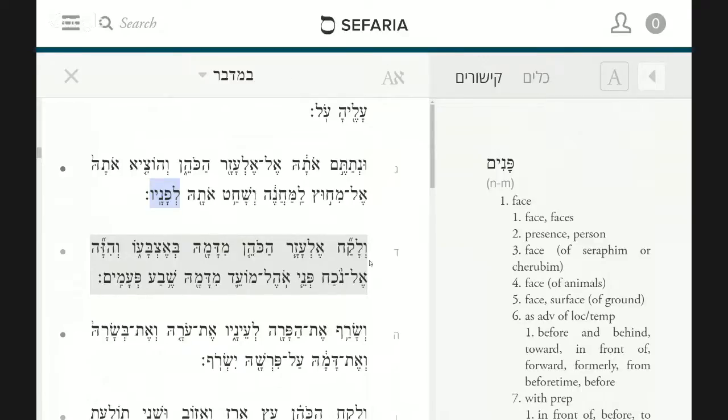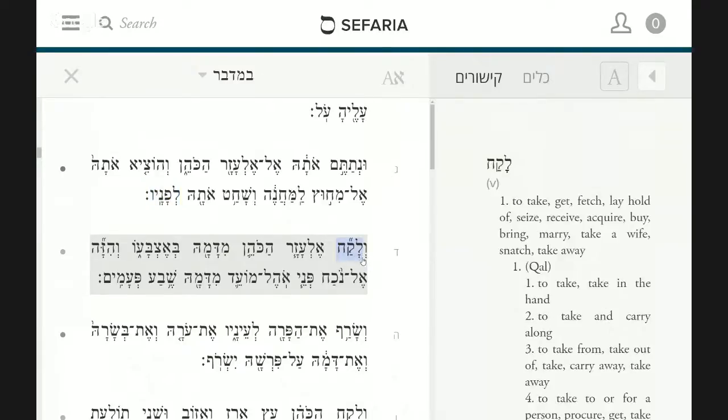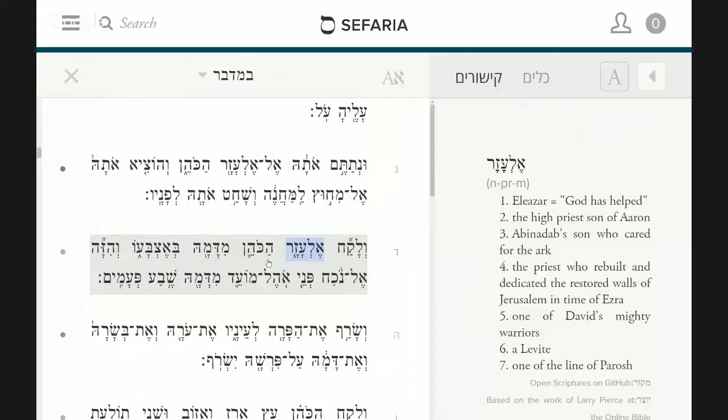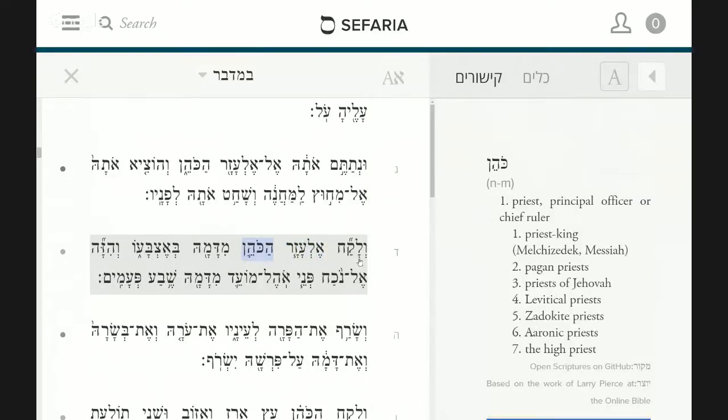Okay, so the lakach, the root of this is easy, lakach, it means to take, but it's in the conversive vav form, so he shall take. Elazar, the subject of that verb, so Elazar shall take. HaKohen, the priest, we just had that, so Elazar HaKohen shall take.